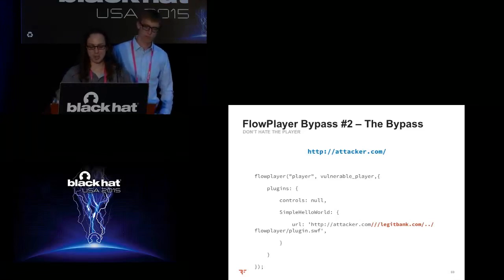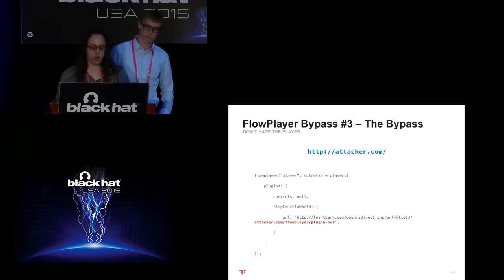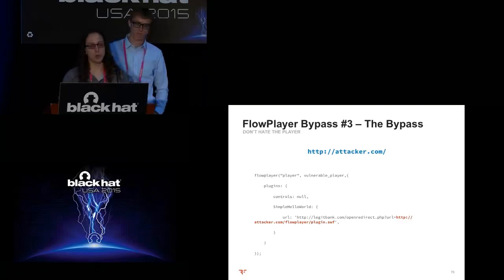So another bypass is more general purpose. If there's an open redirect on your target, then you could use an open redirect to fool the origin check and load in your SWF from a remote host. Now, open redirects are typically a low-risk vulnerability, and in this case, we're turning this low-risk vulnerability into something high-risk, a full origin bypass.